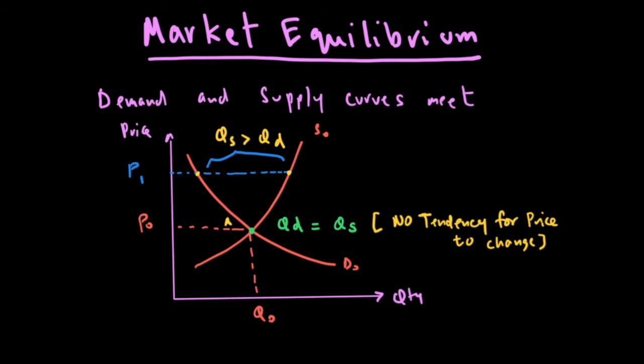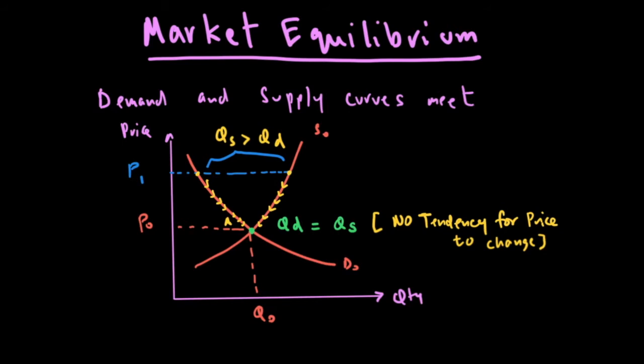So the price will start to lower. Producers will start to lower their prices, and as they do, consumers will be encouraged to buy more of the good until we come to point A, which is in equilibrium.